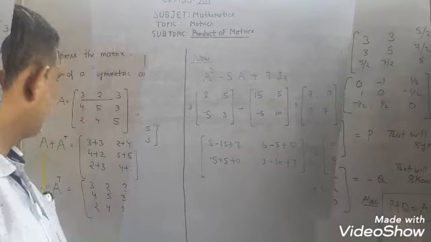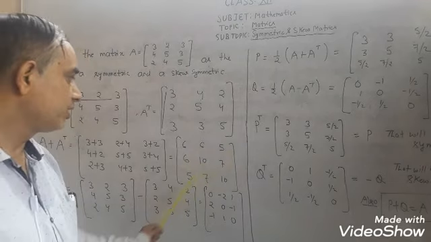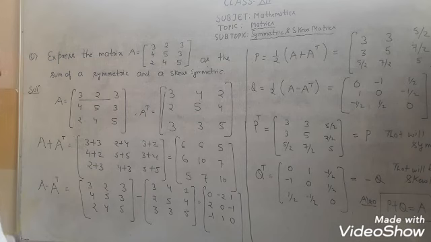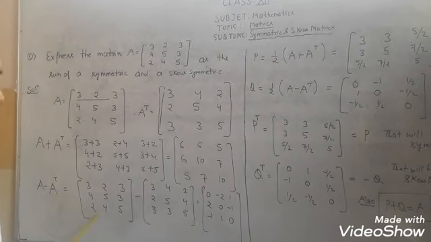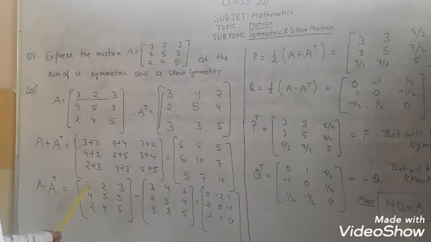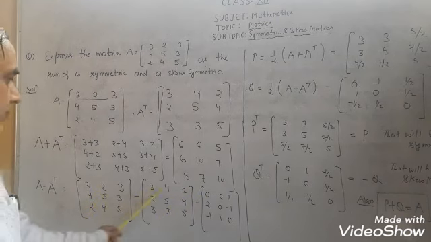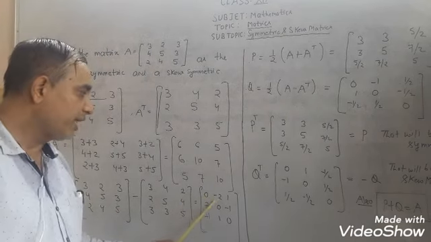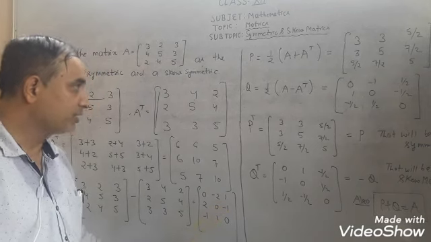Now we get A plus A transpose matrix as 6, 6, 5, 6, 10, 7, 5, 7, 10. Now in the second part, we find A matrix minus A transpose matrix. For this, we write the A matrix here minus the A transpose matrix here. If we subtract them, we get 3 minus 3, that will be 0. Similarly, we get another term 2 minus 4, that means minus 2, and we can solve that. We get 0, minus 2, 1, 2, 0, minus 1, minus 1, 1, 0.